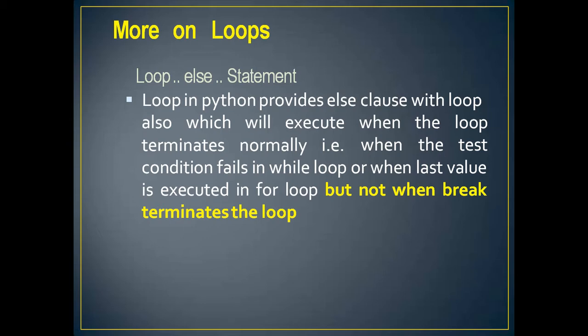Now let us see how else works with the loop. The loop in Python provides an else clause with the loop also, which will execute when the loop terminates normally. That is, when the test condition fails in a while loop, or when the last value is executed in the for loop, but not when break terminates the loop. So there are two types of terminations: one is a normal termination, another is an abnormal termination. The else of a loop works on normal termination.